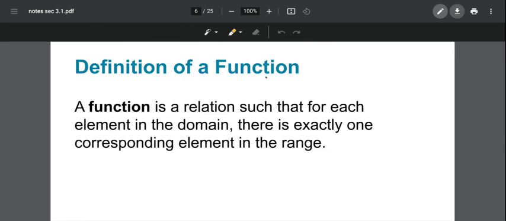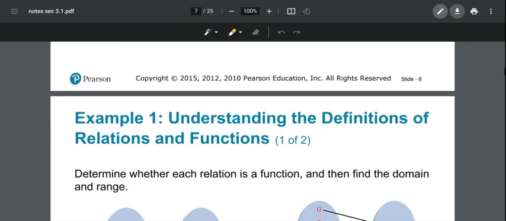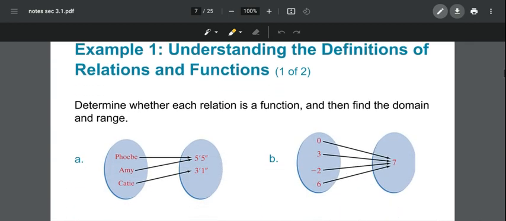So on the next slide you see the definition of the function. A function is a very specific relation such that each element in the domain has exactly one corresponding element in the range. Each input has exactly one output. Okay, so in example 1, we have to determine whether each relation is a function and then find the domain and range.